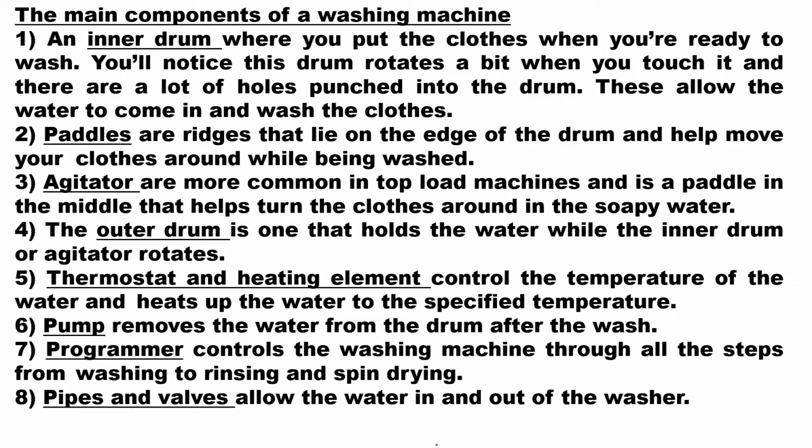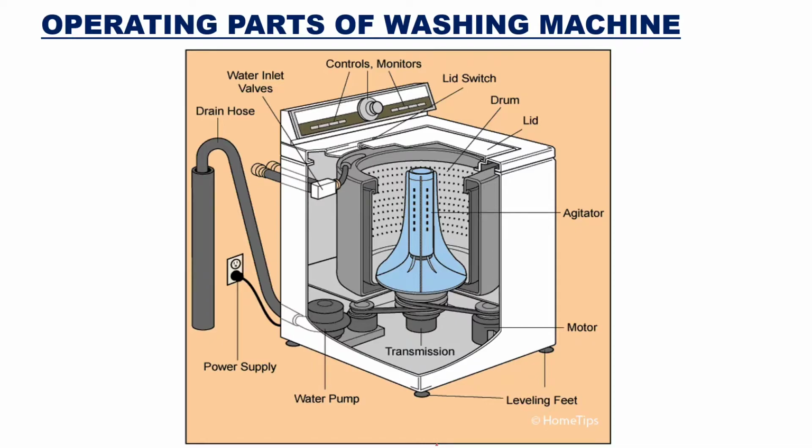So these are the main parts of a washing machine. Now, if you see these parts in a pictorial way, it will look like this. So here you have a cross-section picture of a washing machine. Here you can see the power supply. From here you take the mains and it is connected to your washing machine.